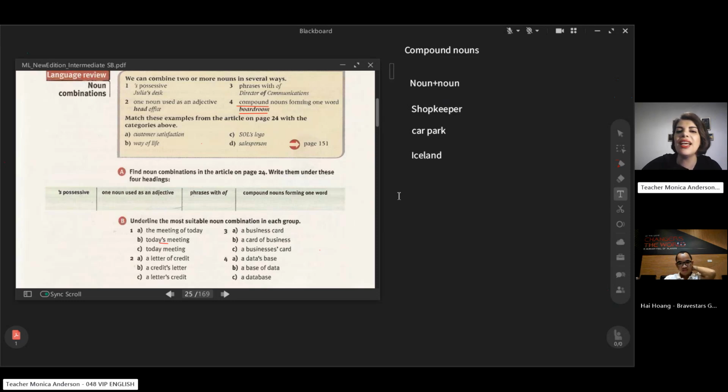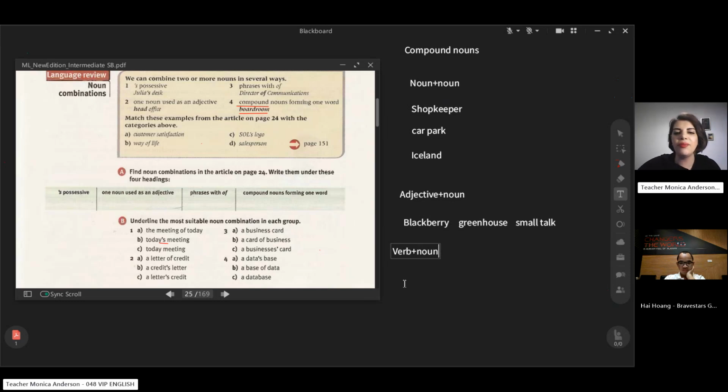The second one, adjective and noun. For example, let me say something: colors can be used as an adjective, like blackberry, like greenhouse, like small talk. So two of them in the form of one noun.